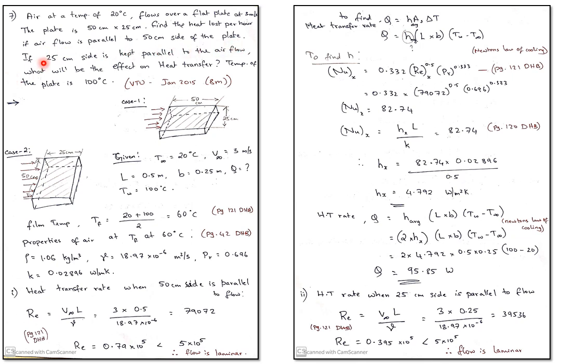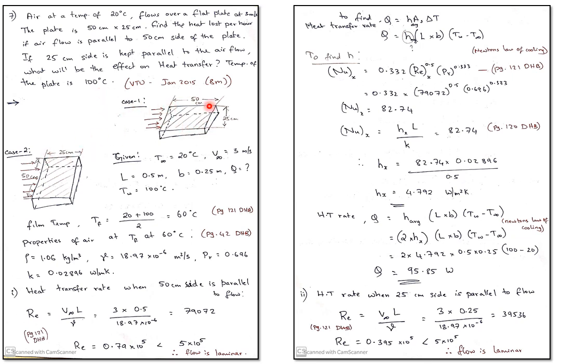Okay, so he's asking two conditions. What are the two conditions? First condition is it is parallel to the 50 centimeter side. The next condition is if it is parallel to the 25 centimeter side. So what will be the effect on heat transfer? Okay, he has given the temperature of the plate as 100 degrees Celsius. So these are the two cases.